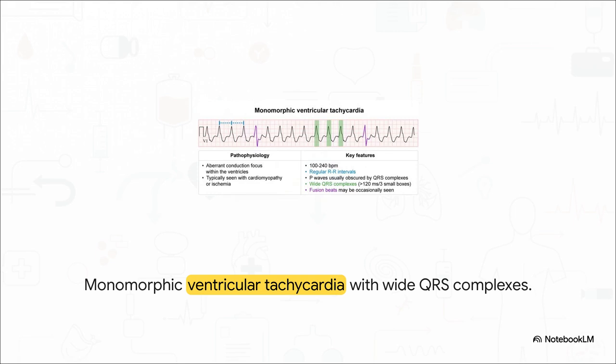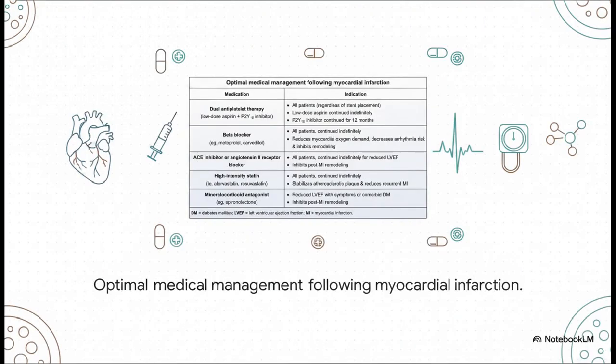This ECG strip shows monomorphic ventricular tachycardia, characterized by regular RR intervals, wide QRS complexes, and occasional fusion beats. Recognizing this is critical because this reentrant ventricular arrhythmia is the most common cause of sudden cardiac arrest in the immediate post-infarction period. Moving on, long-term optimal medical management is completely indispensable for all post-MI patients.